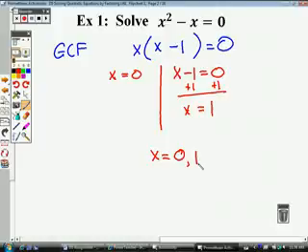I'm going to tell you a little secret. Whatever the exponent is, that's how many answers you're going to have in your final answer. So if the exponent was like 3, you'd have 3 answers. So there's 2 answers, 0 and 1. Okay. A little bit different from solving those linear equations from Algebra 1.